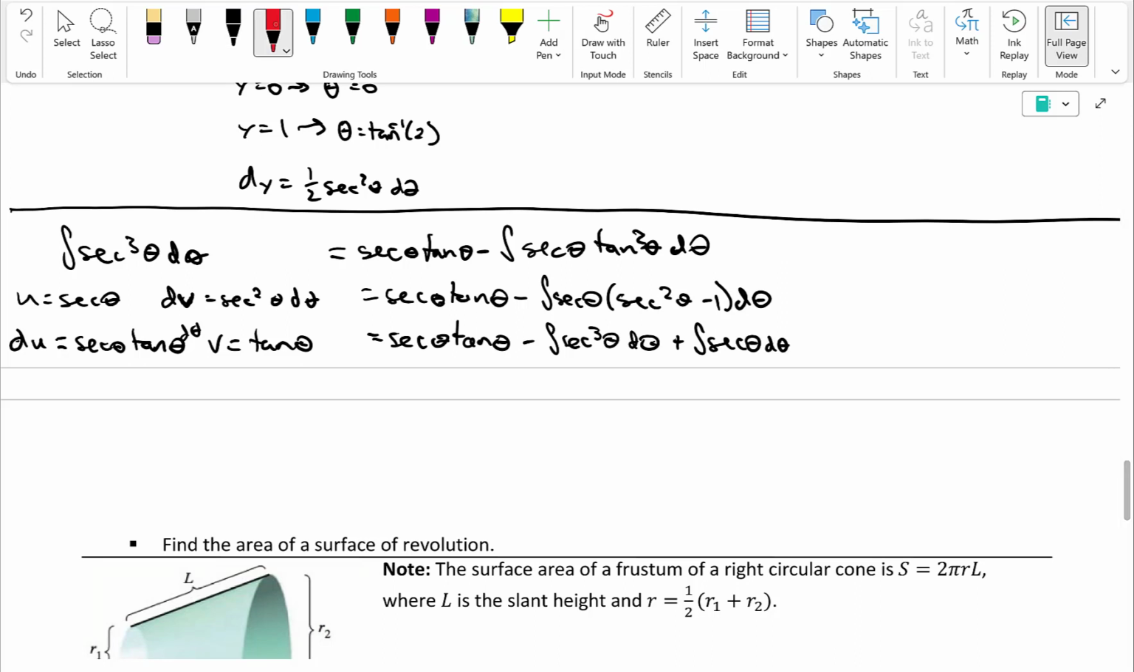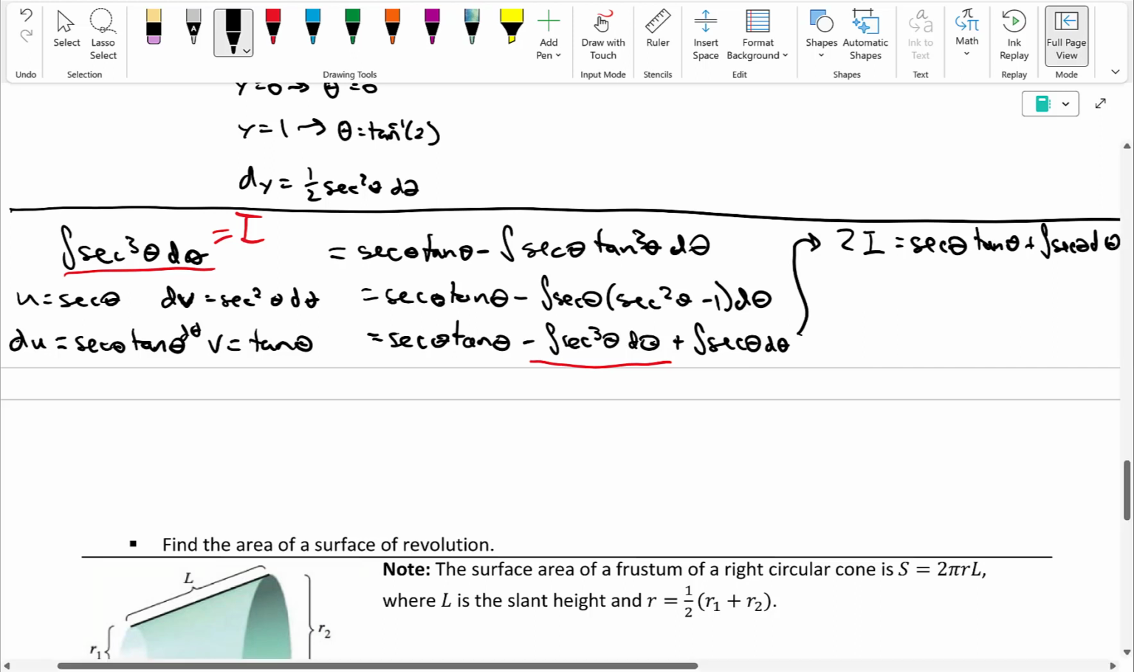All right, and so what we want to do, similar to those cyclical ones with the transcendental functions, sine, cosine, e to the x, we did it once before, but we'll add this secant cubed back over to the other side. And so here, let's call this I, just so maybe I can fit everything. So we end up with 2I equals secant theta tangent theta plus the integral of secant theta. And the integral of secant theta we just did up above, or reminded you of what it was up above, but we'll divide by the 2 to get a 1/2 out front.